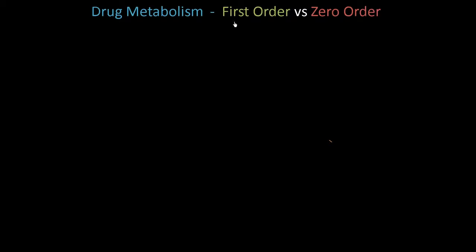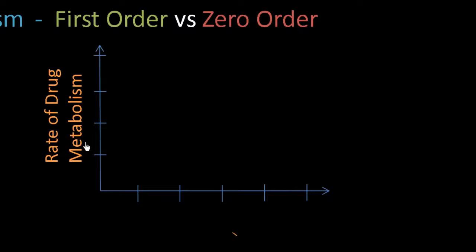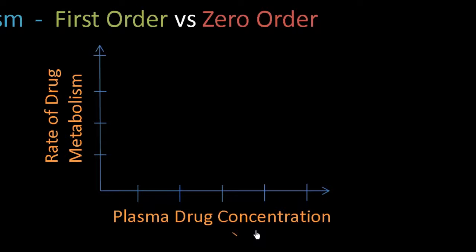So the purpose of this lecture is for you to be able to differentiate first-order kinetics from zero-order kinetics. And the easiest way to do that is by looking at a graph. Now pay attention to the axes of this graph, because on the y-axis we're going to put what we really care about in this lecture, and that is the rate of drug metabolism. And we're going to see how that depends on the plasma drug concentration.